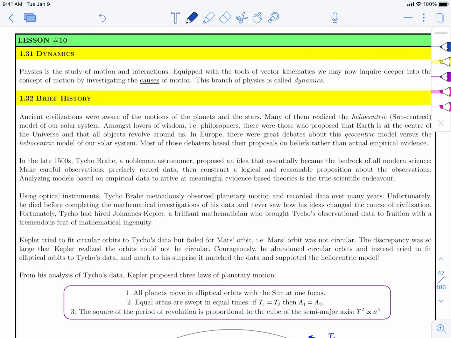Unit 1, Lesson 10, 1.31, Dynamics. We covered kinematics, now let's review dynamics from grade 11. Physics is the study of motion and interactions.